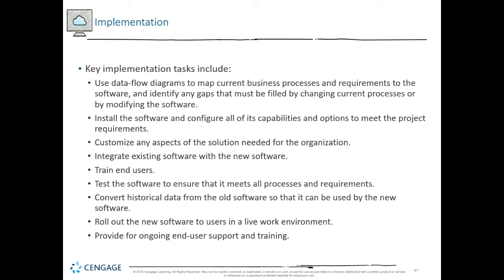Implementation. Key implementation tasks include: use data flow diagrams to map current business processes and requirements to the software; identify any gaps that must be filled by changing current processes or modifying the software; install the software and configure all its capabilities and operations to meet the project requirements; customize any aspects of the solution needed for the organization, integration of existing software and new software.